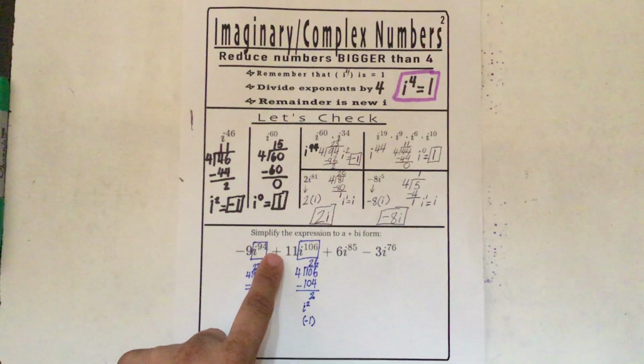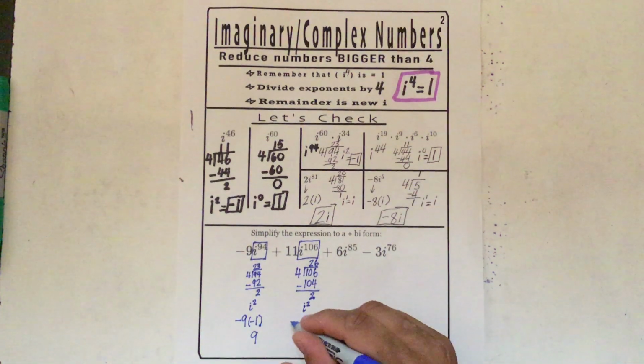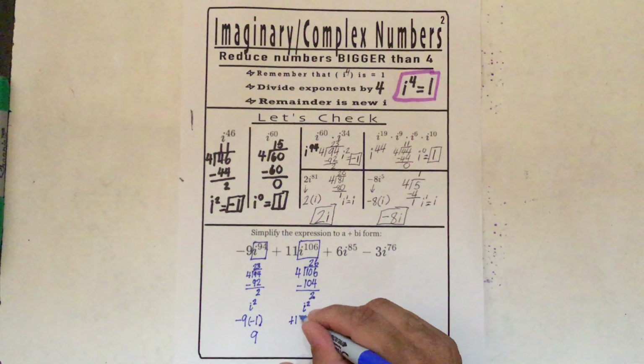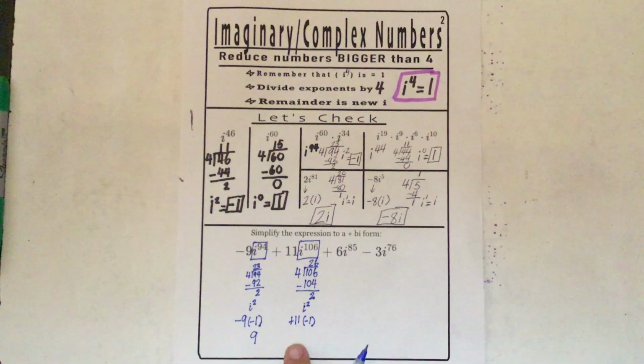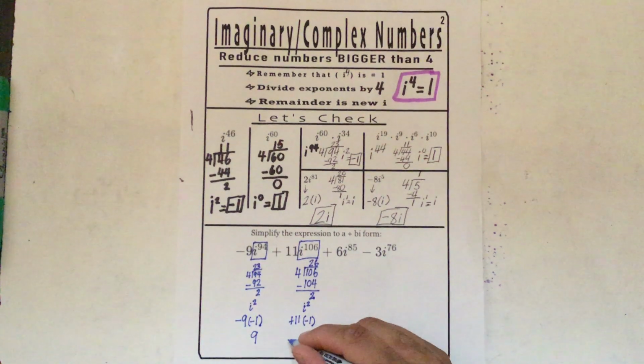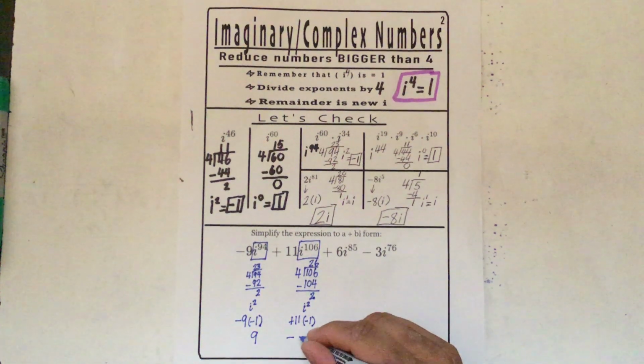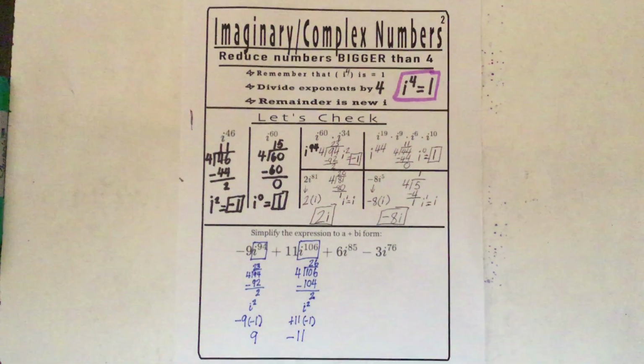Now remember the plus 11? I'm going to bring that down. And I'm going to say plus 11. So a positive times a negative is a negative, right? So I get negative. And 11 times 1 is 11. So I have 9 minus 11 so far.